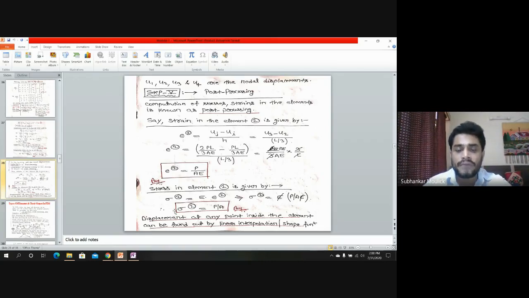Similarly, if you want to find out the value of stress generated in the second element, that will be what? Stress for element number 2 is nothing but E, by Hooke's law, E into strain for element number 2. Strain for element number 2 you have already calculated, that is P by AE. E and E cancel. So stress for element number 2 is P by A. Likewise, you can calculate stress and strain for element number 1 also, and for element number 3 also, and for more elements. If you want to get the most accurate answer, you have to divide your given problem into many elements. You can do like this.